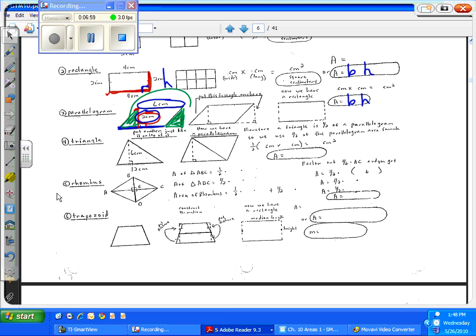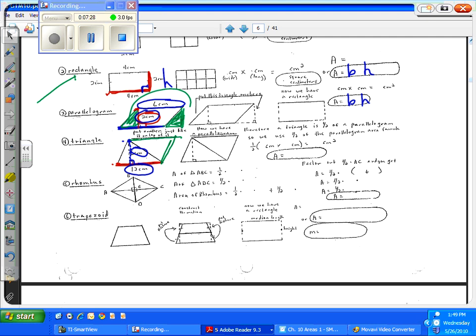Well, what about a triangle? The base is 12. The height is how tall it is from the top straight down to the bottom. So the base is 12, and the height is 6. But you think, well, we've got to go back to a rectangle. What is a triangle in relationship to a rectangle?